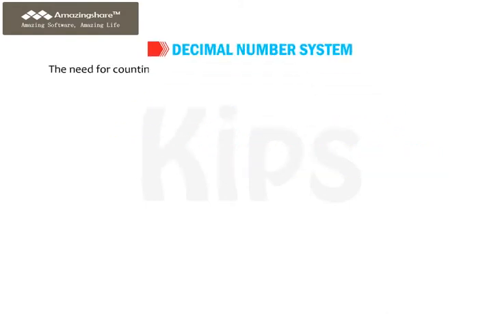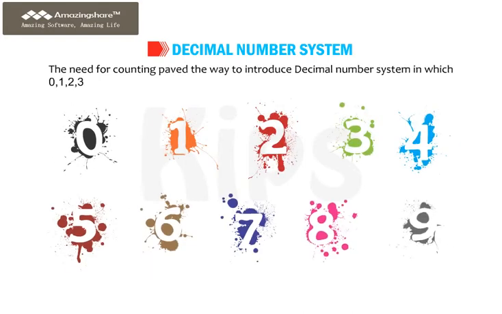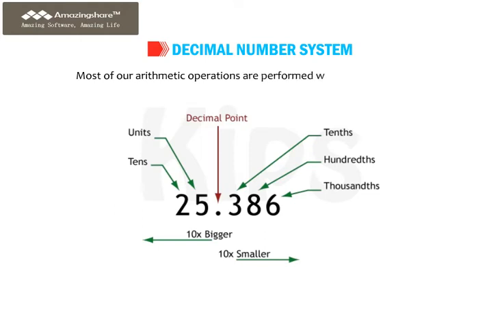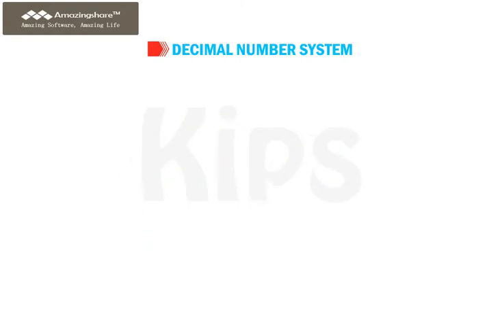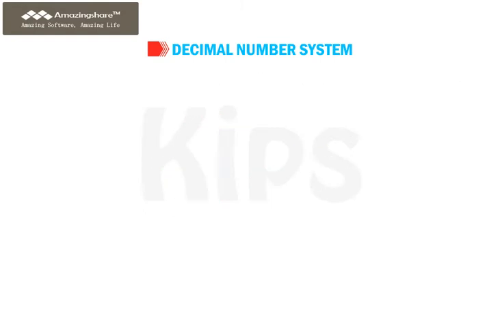The need for counting paved the way to introduce decimal number system, in which 0, 1, 2, 3 till 9 are used to form any number. Most of our arithmetic operations are performed with decimal numbers. Decimal number system consists of 10 digits, that is 0 to 9, with the base 10. Each number can be used individually or they can be grouped to form a numeric value.